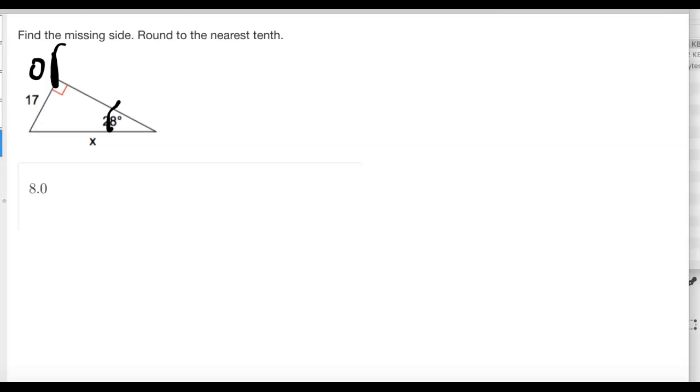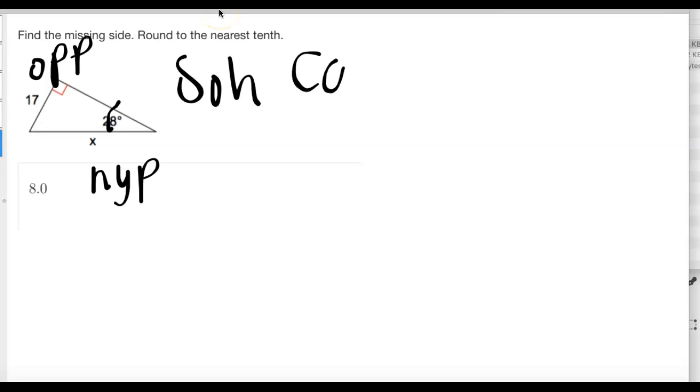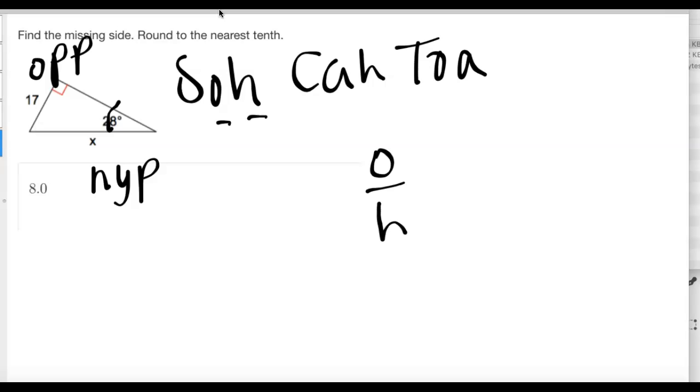your hypotenuse. So remember our saying, SOHCAHTOA. And in this case, we're going to be using the sine function. And so sine means that we are going to use opposite and hypotenuse. That means when we make the fraction, the opposite side will go on the top of the fraction and the hypotenuse will go on the bottom of the fraction.